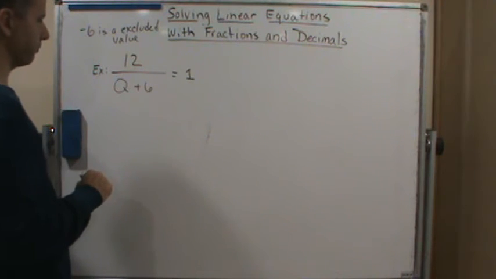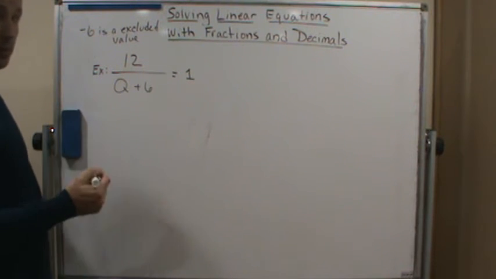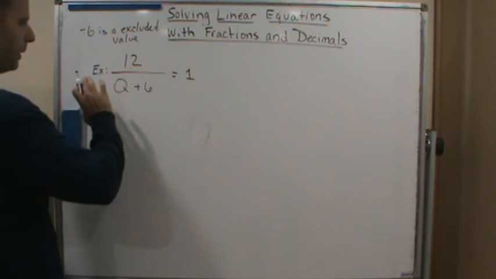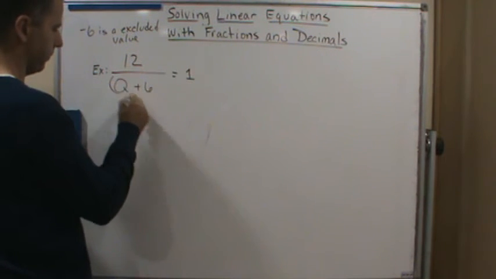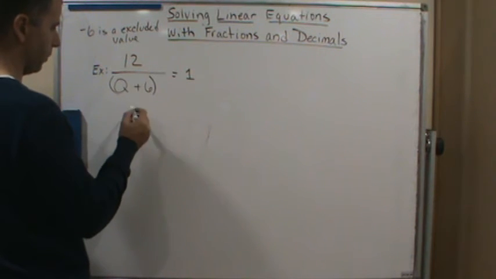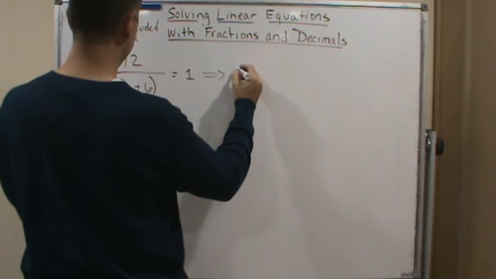Okay, now, how do we solve this? Well, we're going to multiply everything through by the denominator. So I'm going to multiply both sides by q plus 6. So basically I'm going to write it this way.